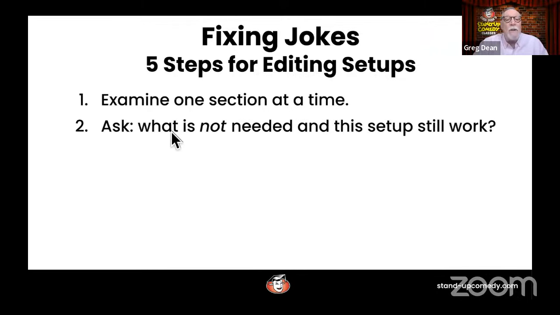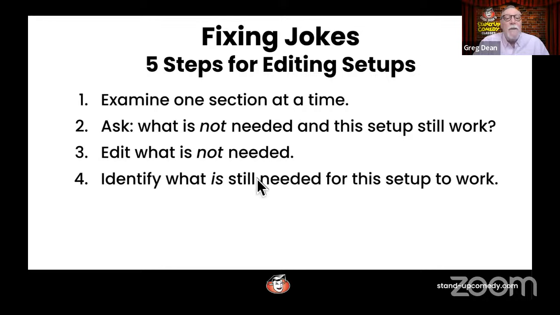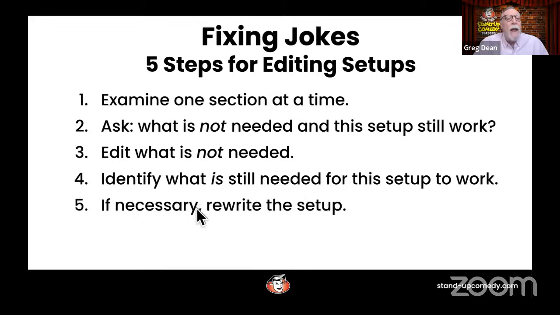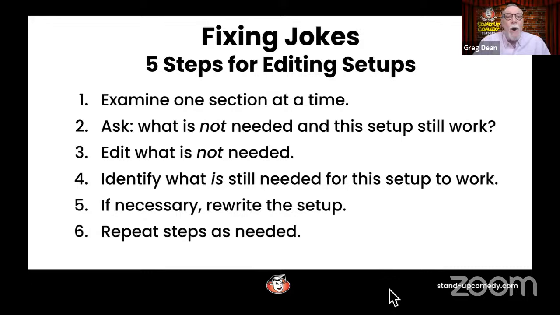Next thing is ask the question, what is not needed if it's overwritten? What is not needed, and this setup still works? It still does its job of establishing that expected meaning. Then you're going to edit that out. Then you're going to identify what is still needed to make that setup work. And then, if necessary, rewrite it. And the last is repeat the steps as you go through different parts of the joke, because you need to comb through a joke many times.